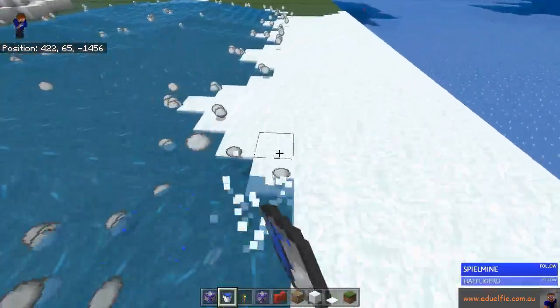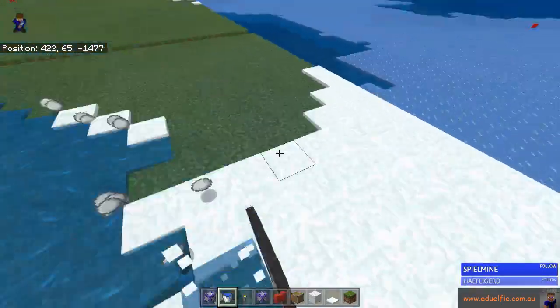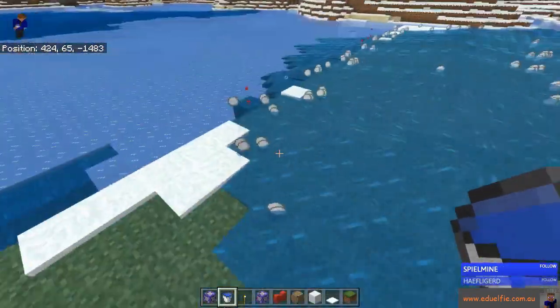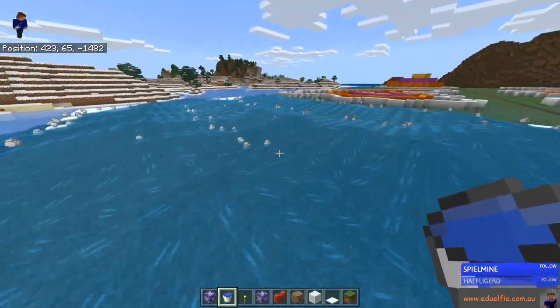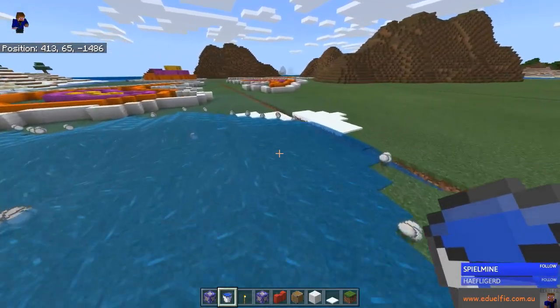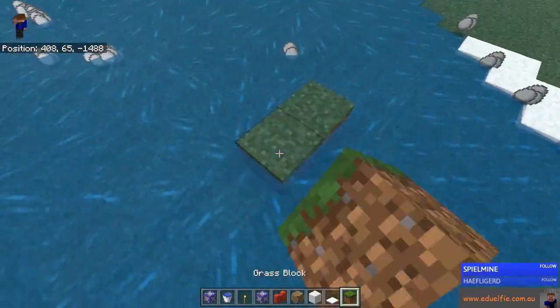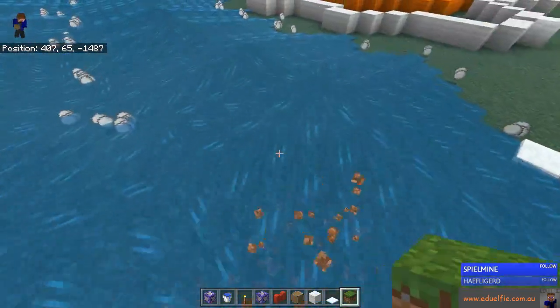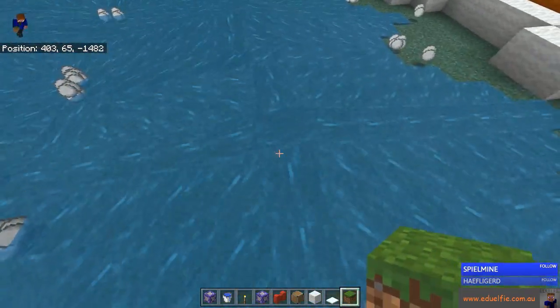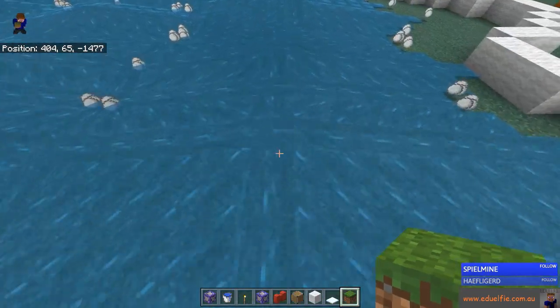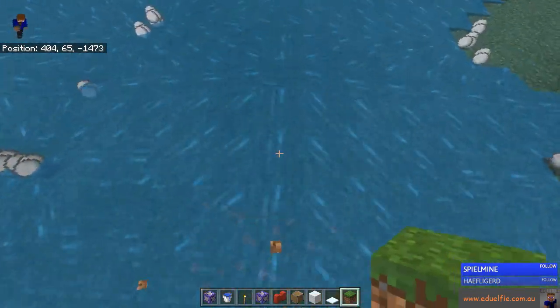This is much quicker than what I did last time. Way quicker. Certainly a lot messier too, but way quicker. Didn't need those commands.